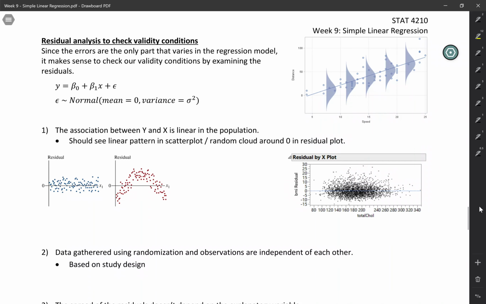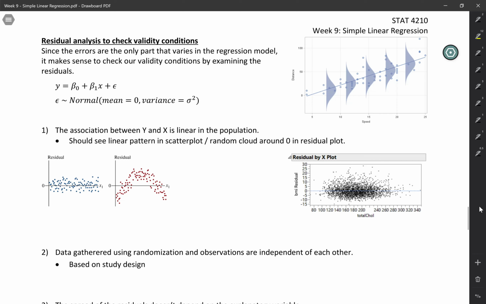In this video, we're going to learn how to check the conditions for inference when we're talking about regression. These look pretty different from the ones that we were using for ANOVA, but we'll see later that they're actually related in some ways. So let's think about how the regression model is set up.